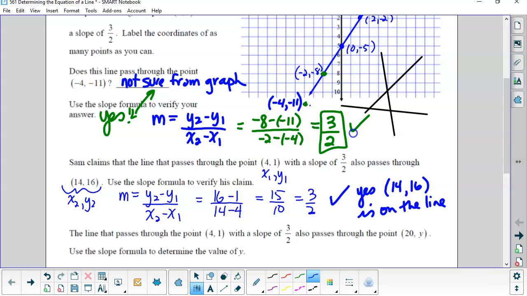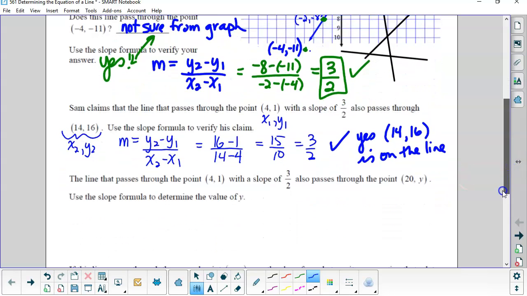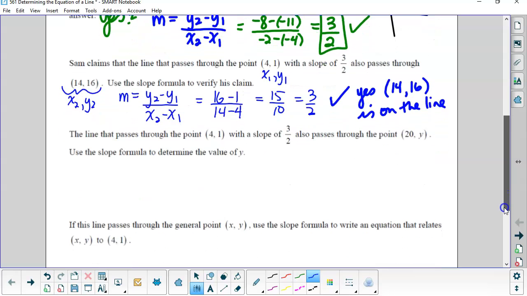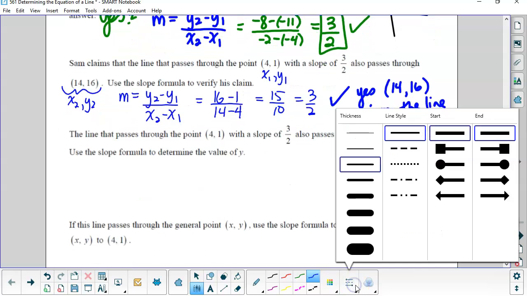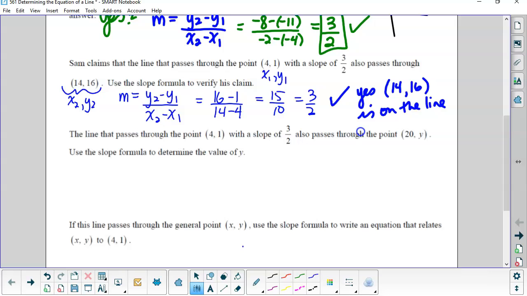Okay, the line that passes through (4, 1) with a slope of 3 over 2 also passes through the point (20, y). Use the slope formula to determine the value of y. So this is what we were doing the other day. Very similar here. We know the slope is 3 over 2. This is going to be my first point, that's x1, y1, and this will be my second point, x2, y2.